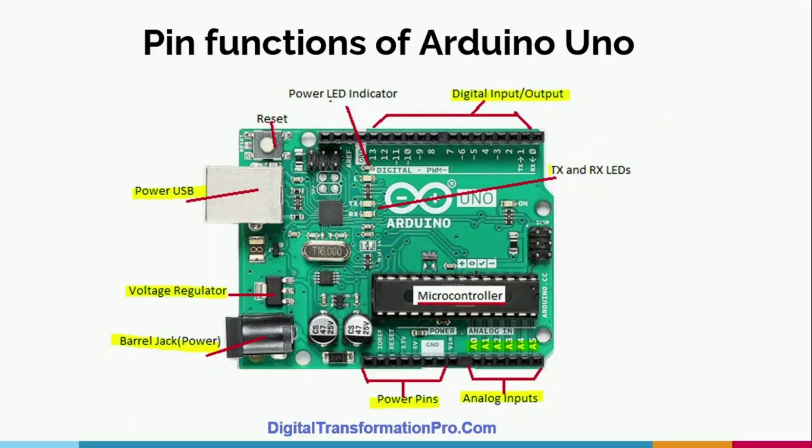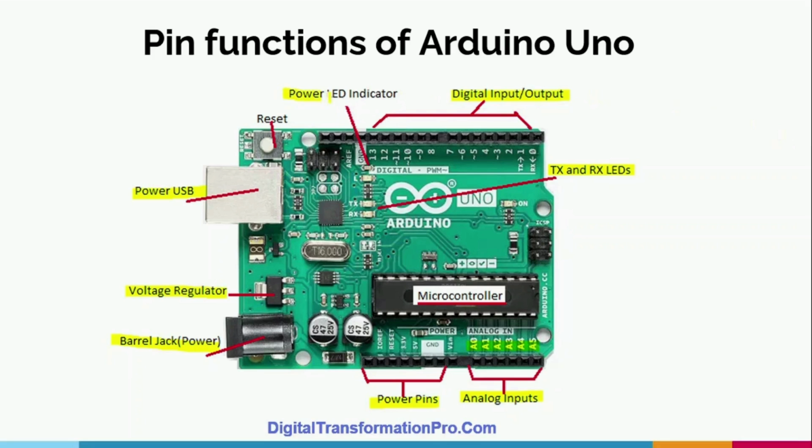And next is the transmitter and receiver LEDs. TX is for transmitter and RX is for receiver. The transmitter LED flashes while sending serial data and the receiver LED flashes while receiving that data. Later, we will observe it while the program is transferred from your PC to the Arduino board.